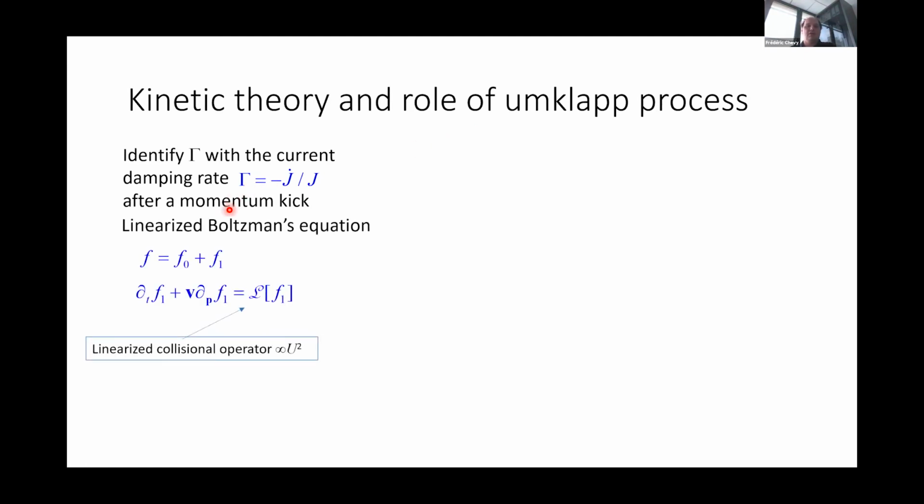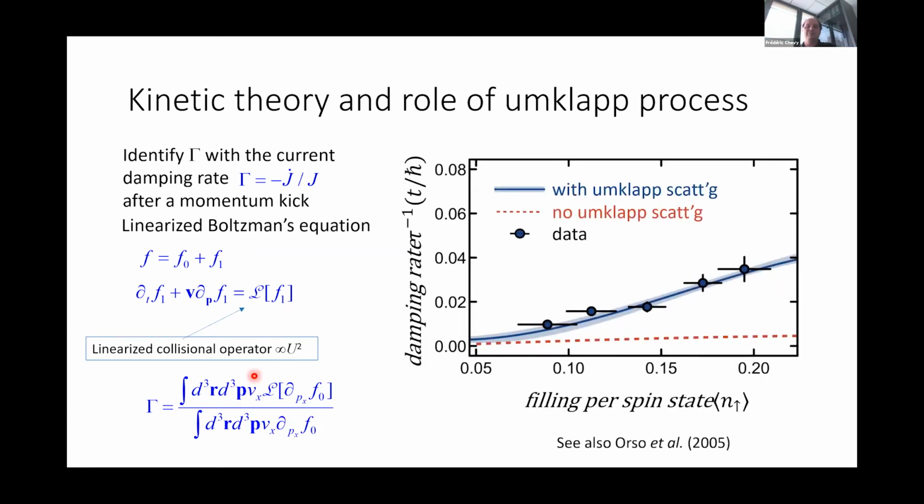So what we did was to work out some kinetic theory, using a Boltzmann equation with a linearized collisional operator, which is just proportional to U square. So we expand the distribution close to the stationary distribution, and using a classical approach, this is what you get for the damping rate. And so you can work out this gamma.